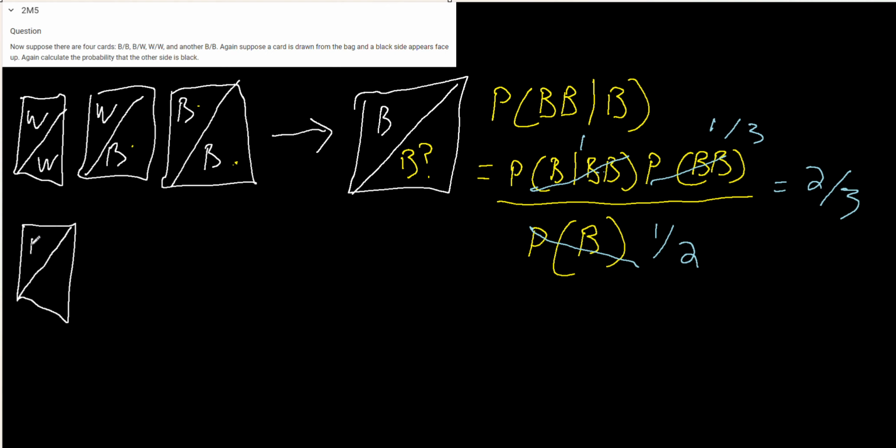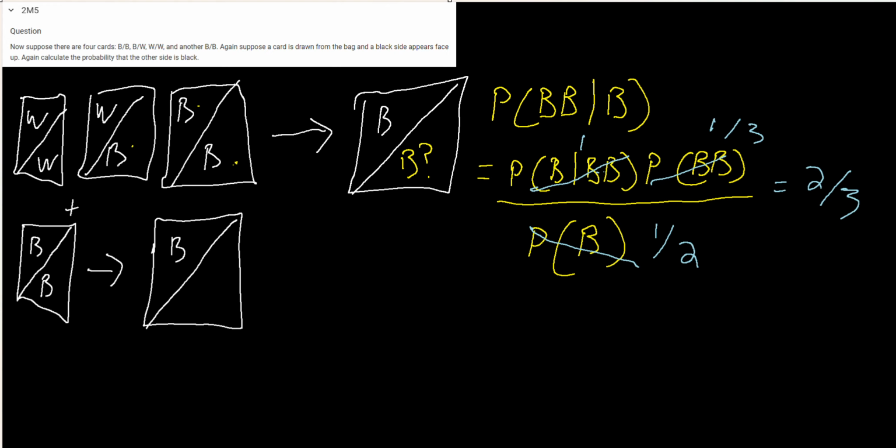And this 4th card is also black, black. Okay. And again, plus this. So again, we draw a card, we put it on the table, we notice that the face we can see is black, and so we're asked the same question again. What is the probability that the other side is black? Or in other words, what is the probability that we've drawn one of the 2 black, black cards?